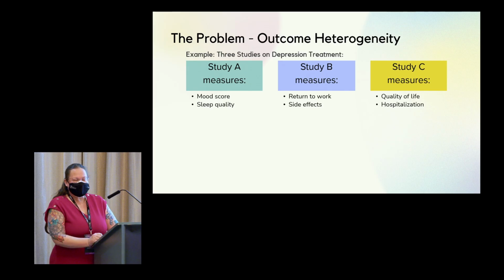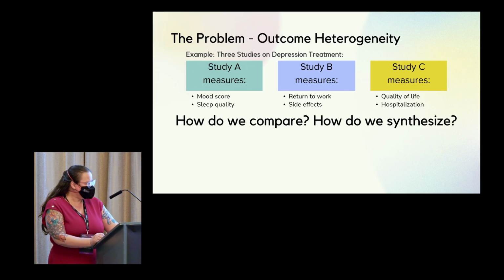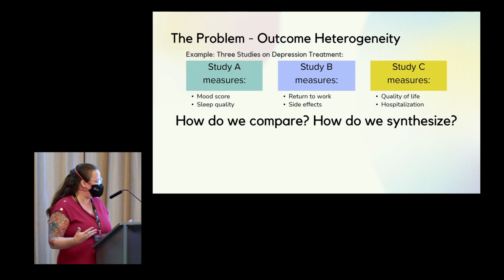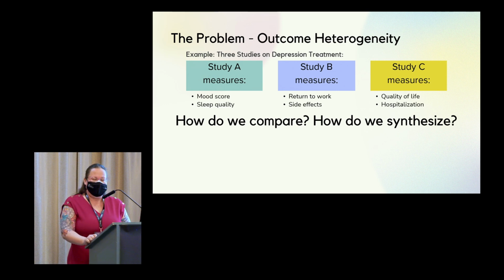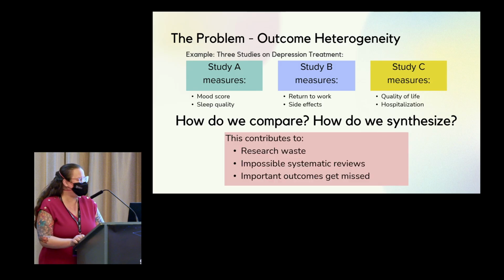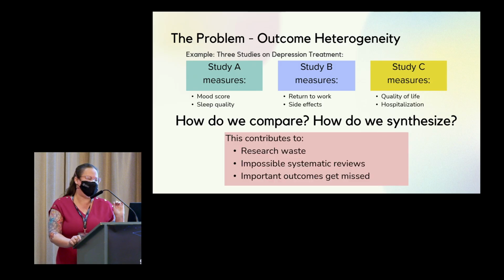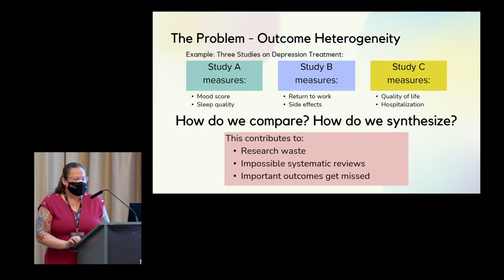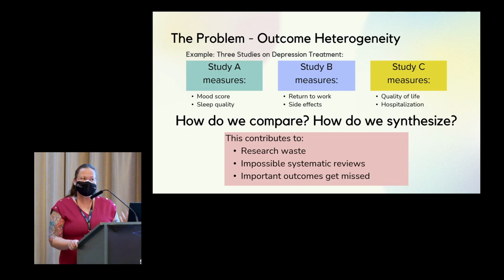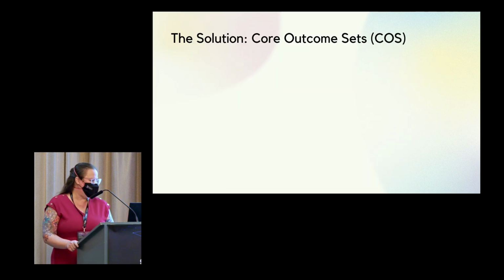So if we have these three studies looking at the same intervention, how do we compare these studies? How do we synthesize? How do we determine what are the benefits or drawbacks of taking any of these different interventions? So part of the challenge of heterogeneity is it contributes to research waste. It leads to what are essentially impossible systematic reviews, and important outcomes that might be important to people that actually have these conditions often are missed.